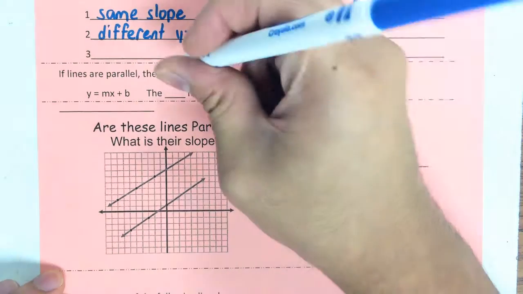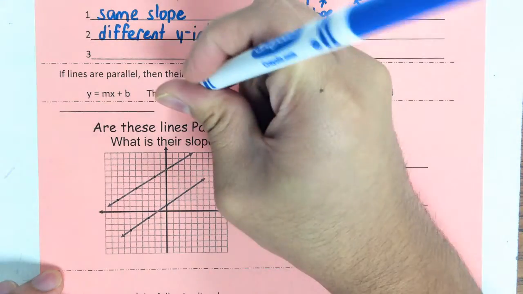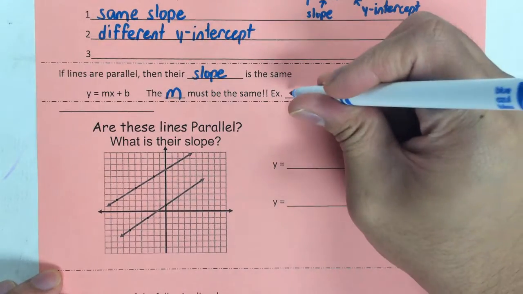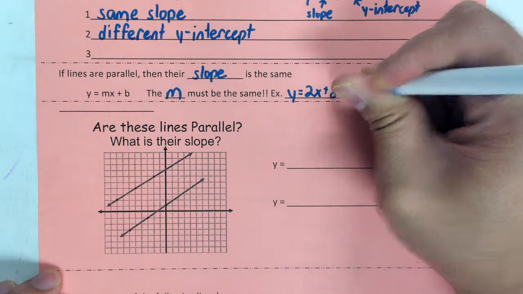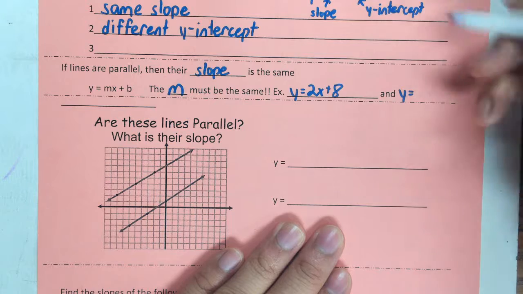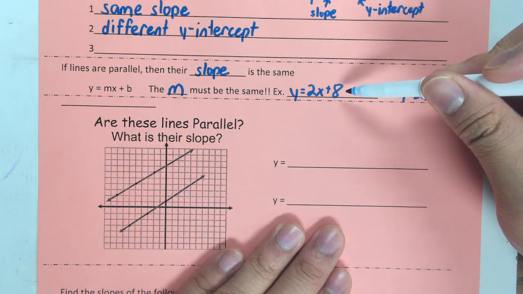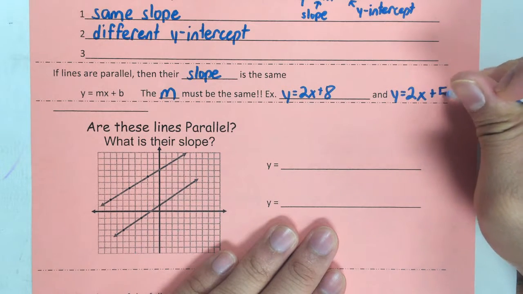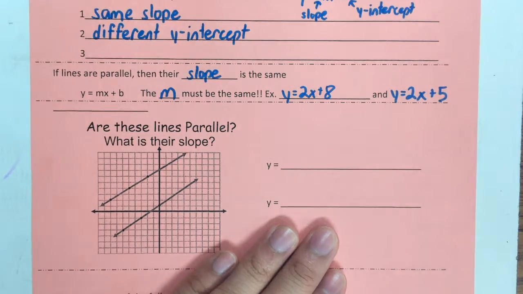So if two lines are parallel, then their slope has to be the same. Slope is the m, and it must be the same. For example, y equals 2x plus 8, and y equals, because I want parallel lines, it should also have 2x. But now my y-intercept should be different. So instead of plus 8, it can be plus 5, or minus 1, or minus 8. Something different than plus 8.